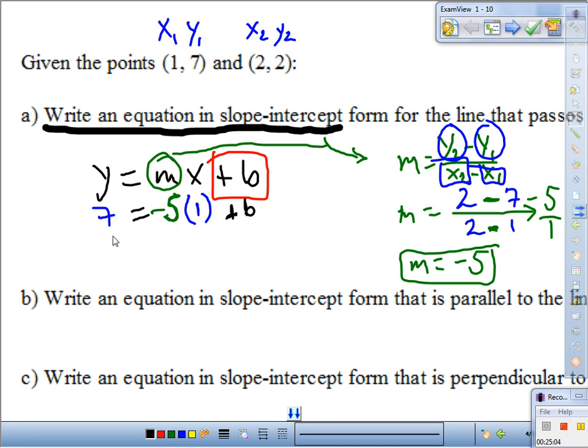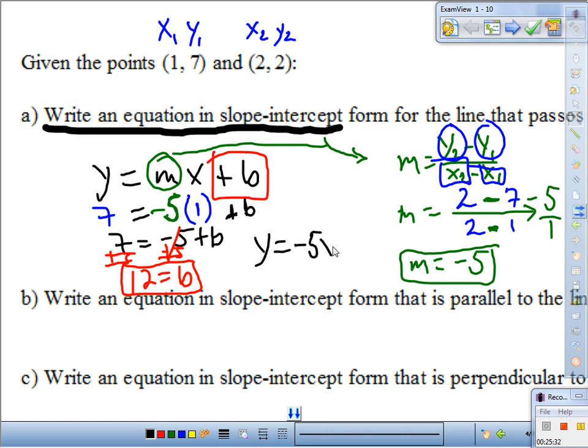All right, so then we have 7 equals negative 5 plus b. What's our last step? Plus 5, plus 5. 12 equals b. 12 equals b. Do we have enough information now to write our equation in slope-intercept form? Yes. So let's write that out. Our equation is y equals, instead of m, I'm going to write negative 5x, and at the end, plus 12. Show me your fingers how comfortable you are with this part. Okay, good. Let's go to part B.